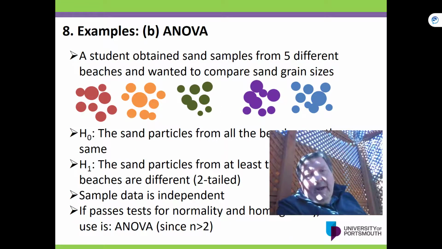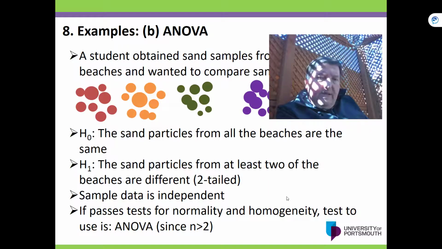Say we want to do a comparison between grains of sand on 5 different beaches, maybe beaches across the world, maybe some exotic places. So we've got 5 distributions. So we set up the null hypothesis that the sand particles from all the beaches are the same.